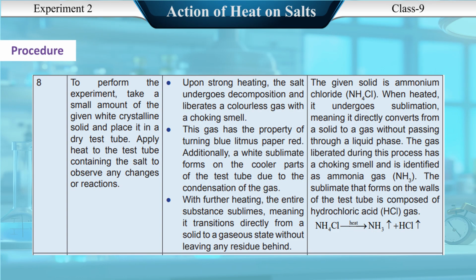With further heating, the entire substance sublimes, meaning it transitions directly from a solid to a gaseous state without leaving any residue behind. The given solid is ammonium chloride. When heated, it undergoes sublimation, meaning it directly converts from a solid to a gas without passing through a liquid phase. The gas liberated during this process has a choking smell and is identified as ammonia gas. The sublimate that forms on the walls of the test tube is composed of hydrochloric acid gas.